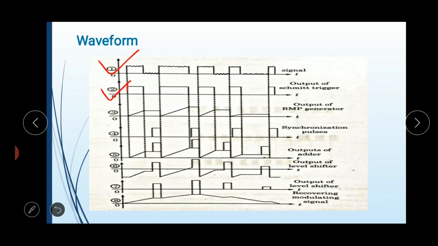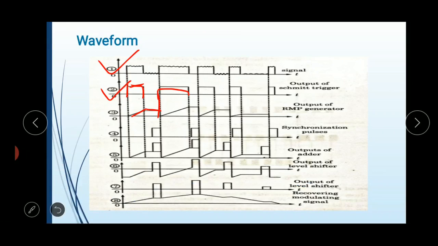If this is the whole pulse duration, then for the whole duration it produces a ramp. And the maximum ramp means this one is the maximum point. The maximum ramp voltage is maintained till the next pulse. So here is the straight line given. That maximum ramp voltage is maintained up to the arrival of the next pulse. So here at this point the next pulse has arrived from the Schmitt trigger.